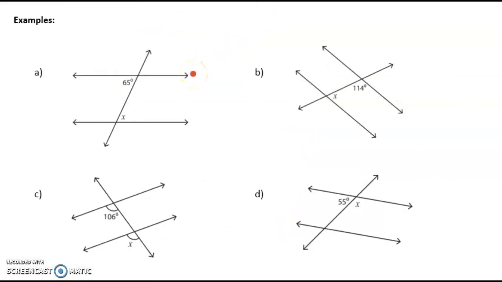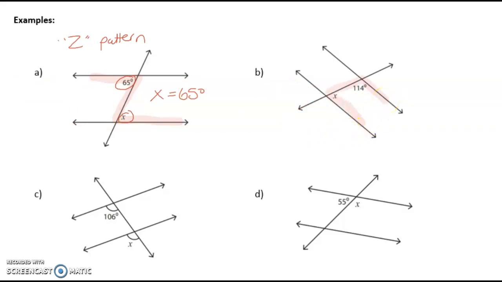Okay, so let's do some examples together. The first one, let's do here. I'm going to highlight this here, down, and over. Do you see the Z pattern? That means if this is 65, then X is 65. Okay, 65 degrees. And that is the Z pattern.